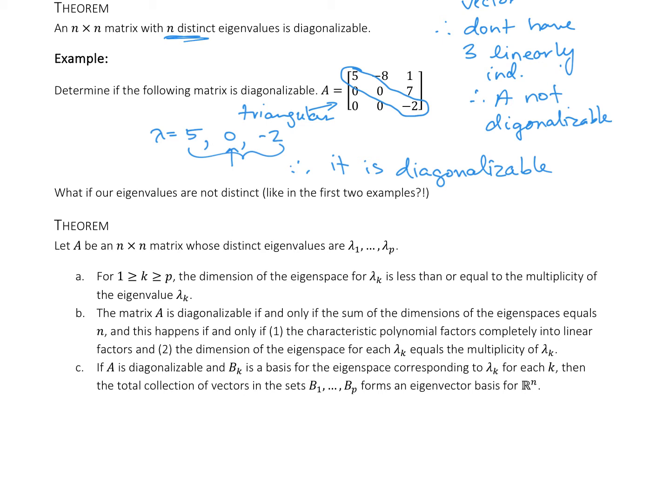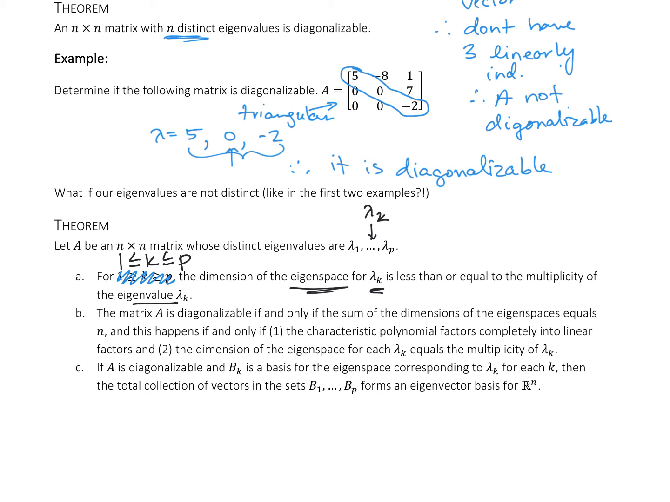For any k value, I believe, that seems wrong. I might have gotten it wrong. Cross that out. Please make that 1 is less than or equal to k is less than or equal to p. That's just saying that lambda k is somewhere within your count of how many eigenvalues you have. So the dimension of the eigenspace of that lambda is less than or equal to the multiplicity of that eigenvalue, right?